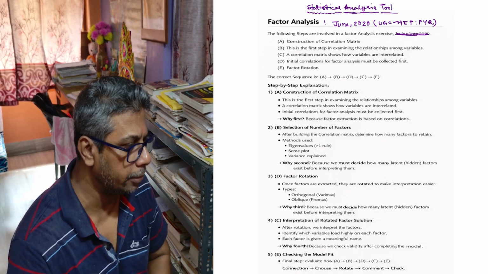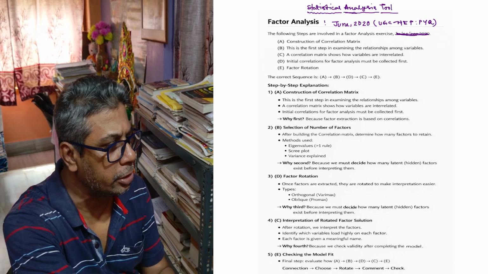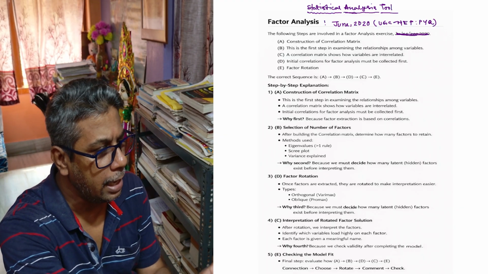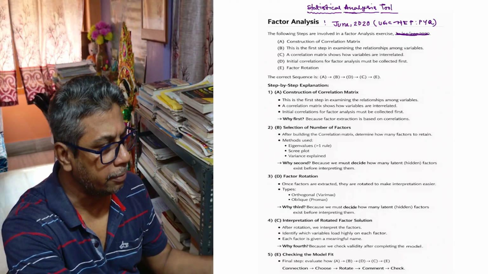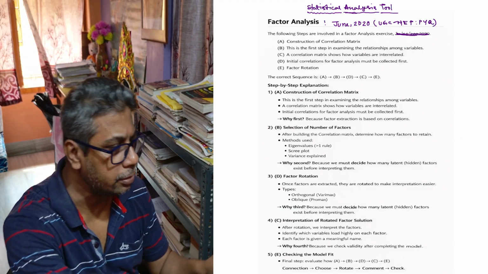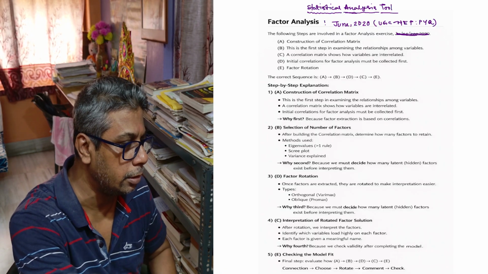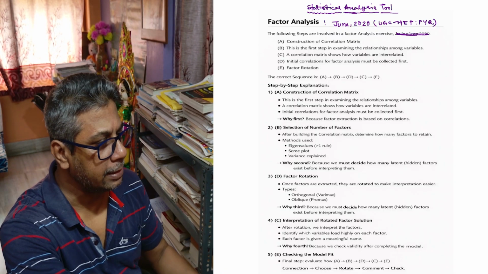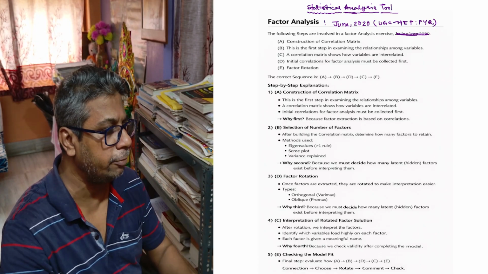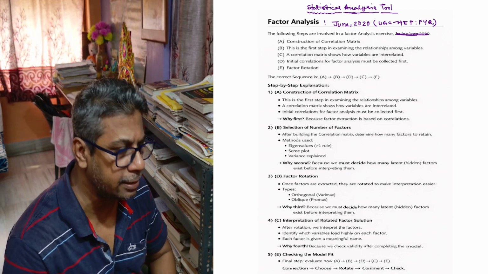E, factor rotation. The step-by-step explanation: the first step, the construction of the correlation matrix, is the first step to examine the relationship among the variables. The correlation matrix shows how variables are interrelated. Why is it first? Because factor extraction is based on correlation. Second step, selection of the number of factors. To select the number of factors, we use different methods: eigenvalues, scree plot, variance explained.